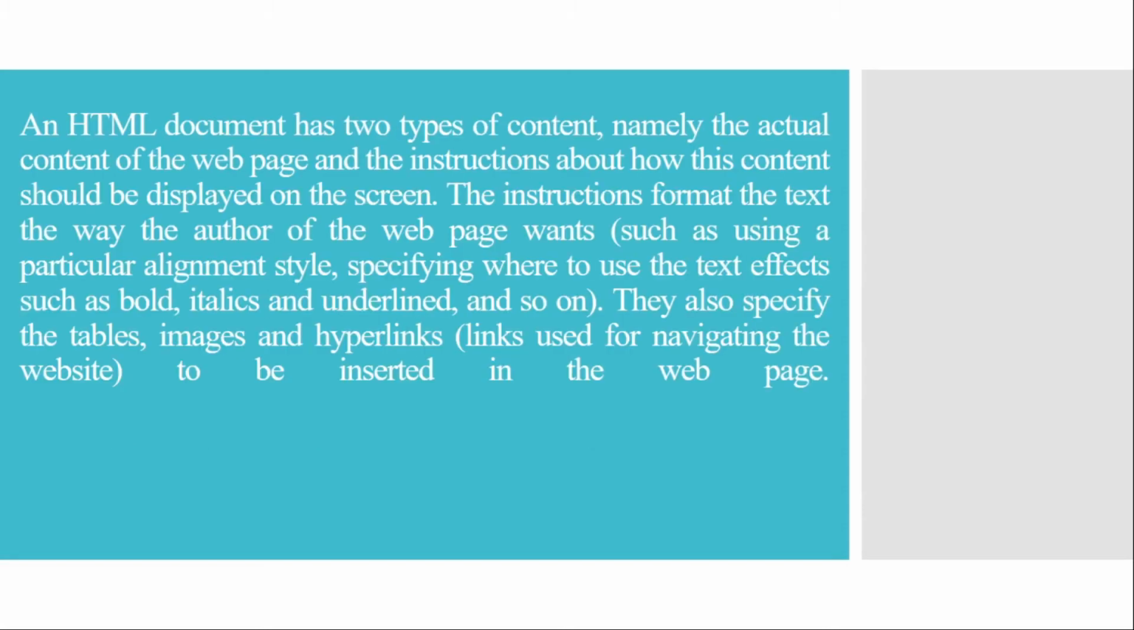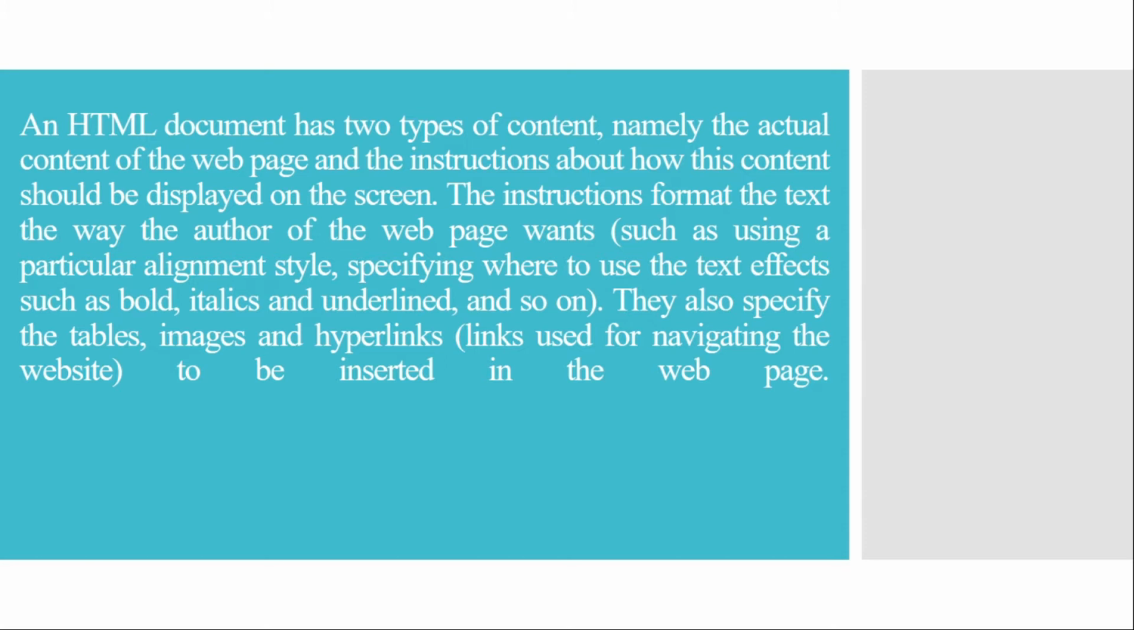So an HTML document has two types of contents, namely the actual content of the web page and the instruction about how this content should be displayed on the screen. That means designing. Suppose you are writing some text for your web page, and the second content is how you are designing that text to be displayed in that web page.